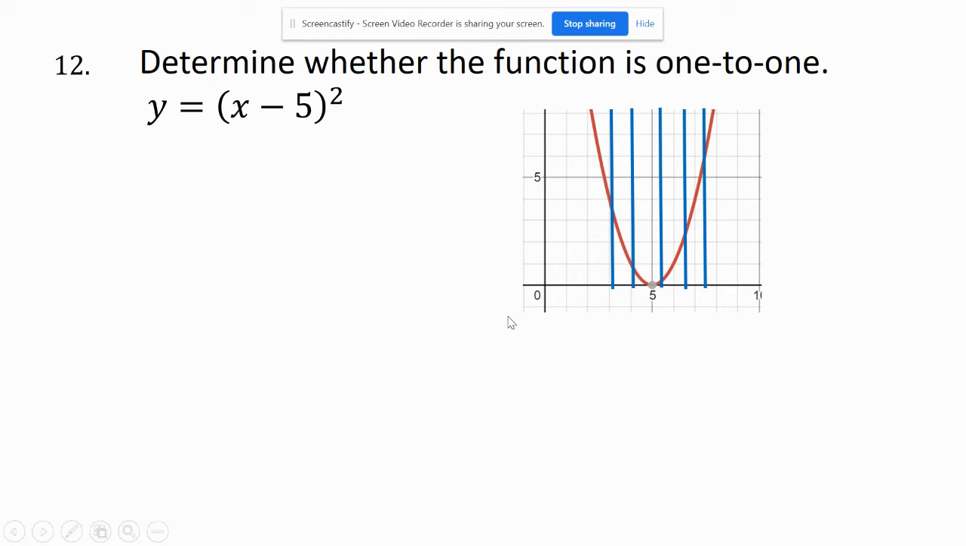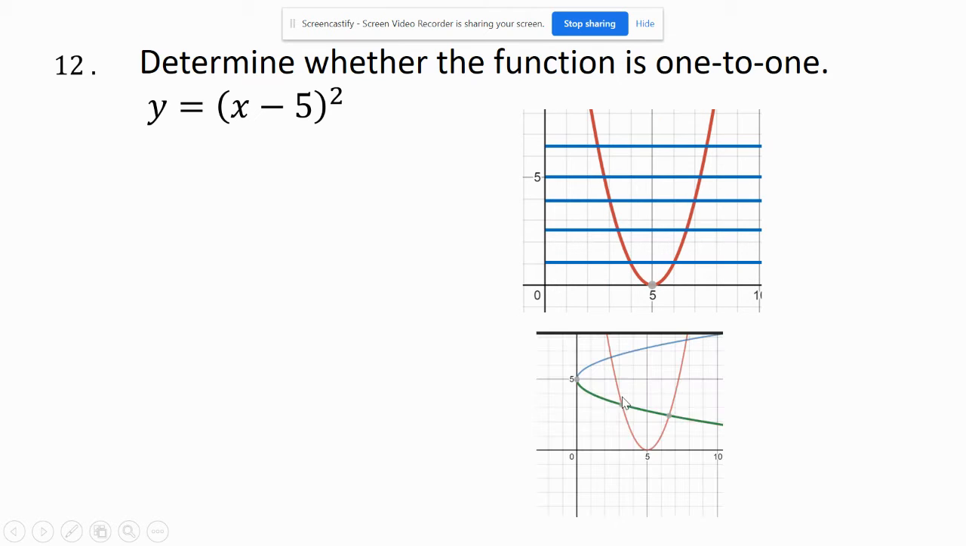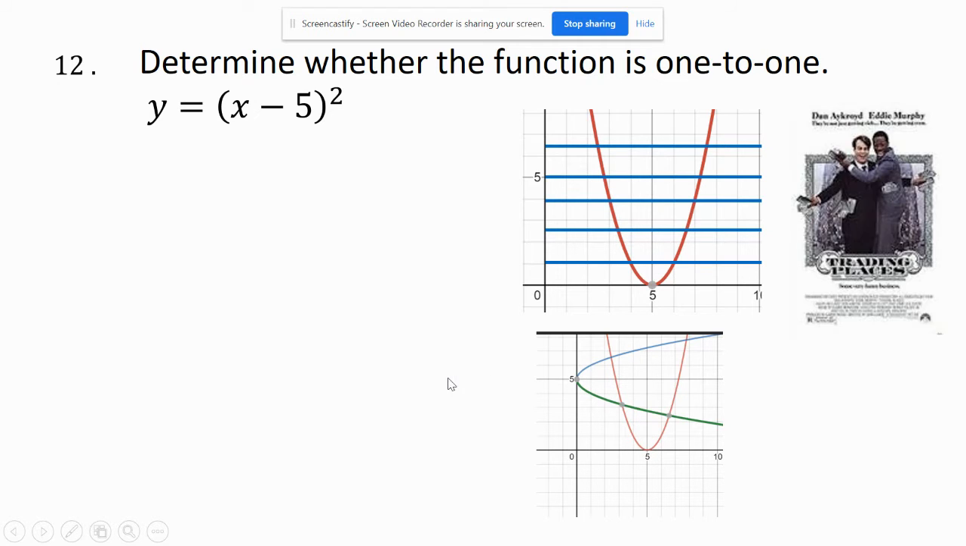This particular function right here does pass the horizontal line test. However, it does not pass the vertical line test. Now we can see it does make a graph, but it is not a one-to-one function.